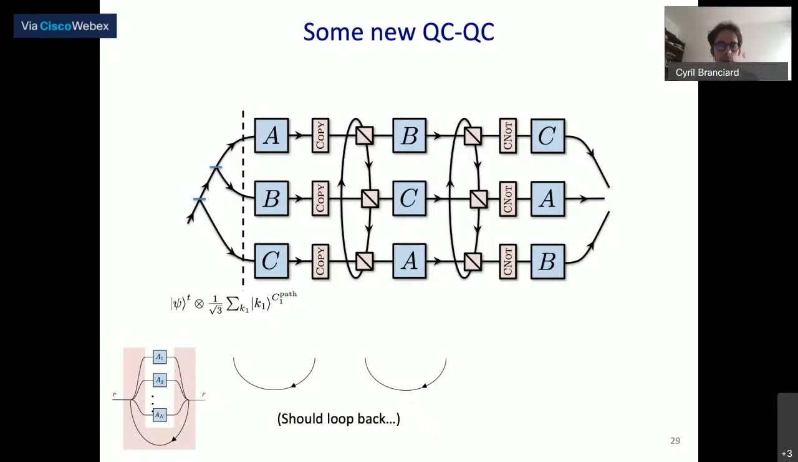So with the quantum switch, when you trace out the control system at the end, it becomes all causally separable.